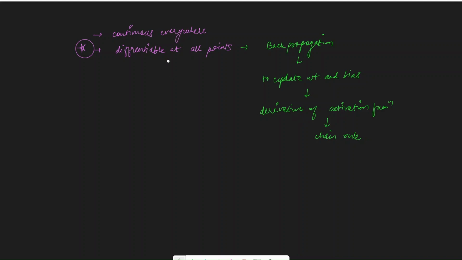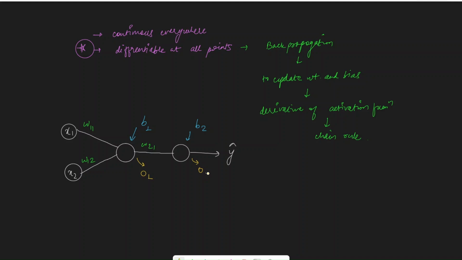Now let us try to understand this scenario. So I'm going to create a neural network with two inputs, one hidden layer and one output layer. Now these inputs are x1 and x2 and they are connected to the hidden layer neuron. Both of these are connected, and then this neuron is connected to the output layer neuron, and this is the output that we get, y hat. Now both of these neurons have their own biases. I'm calling them B1 and B2, and I'm calling these weights W11, W12, W21, and I'm calling the output from this neuron O1 and the output from this neuron O2.